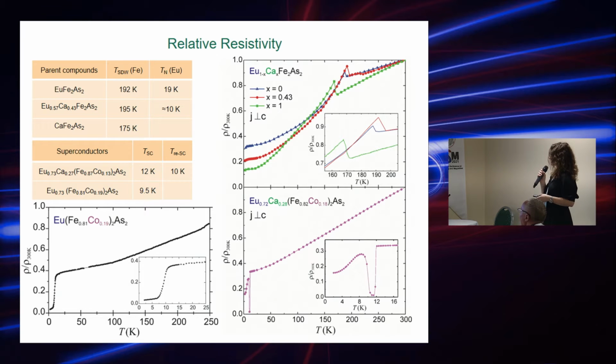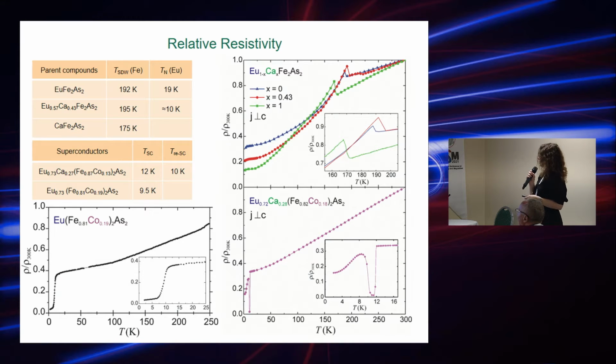Now we can go to our compounds, our measurements. The first part of my results is connected with the P sample. Here we have a relative resistivity for this P sample, for three parent compounds and two superconductors. This resistivity is of course relative to the resistivity at room temperature.